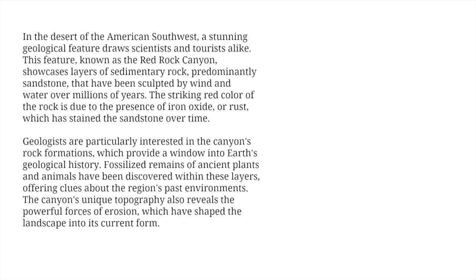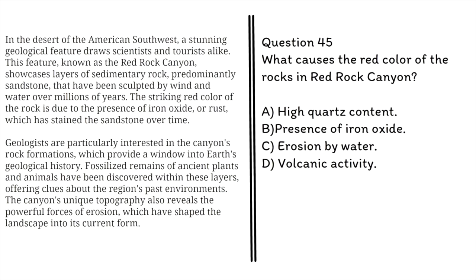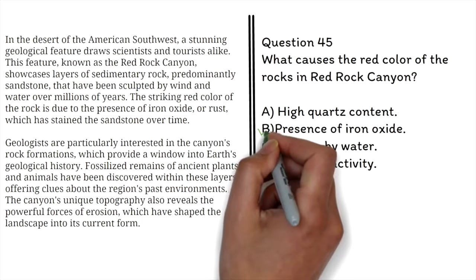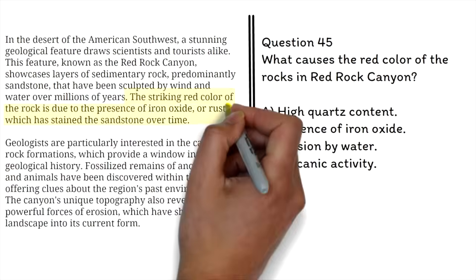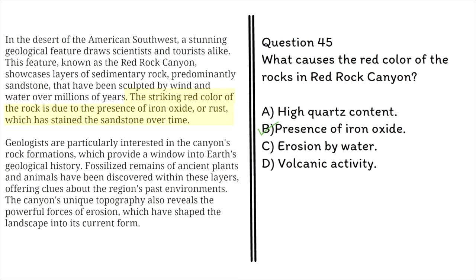Question 45. What causes the red color of the rocks in Red Rock Canyon? A. High quartz content. B. Presence of iron oxide. C. Erosion by water. D. Volcanic activity. The correct answer is B. The presence of iron oxide. From the passage, we know that the striking red color of the rock is due to the presence of iron oxide, or rust, which has stained the sandstone over time.